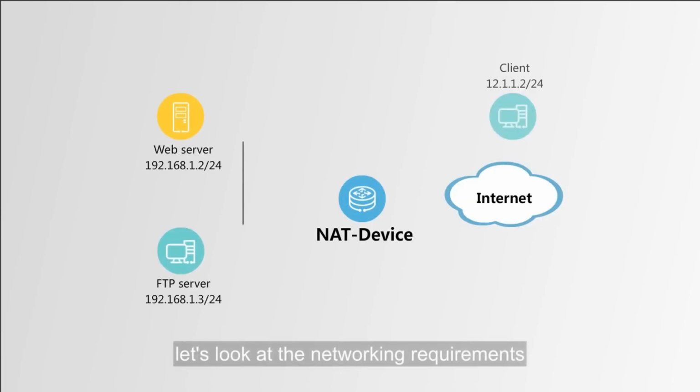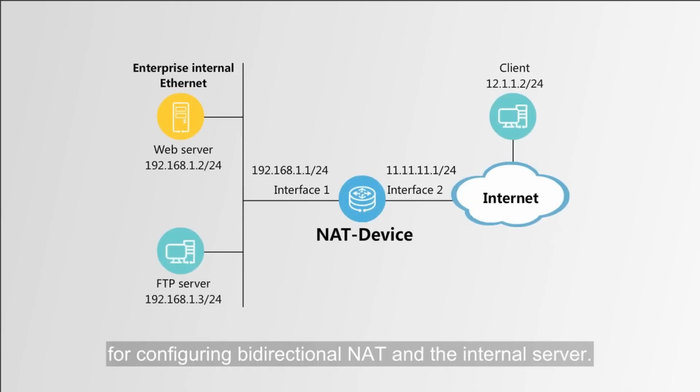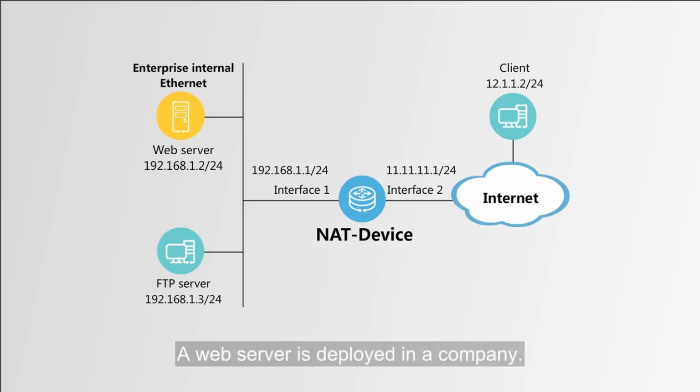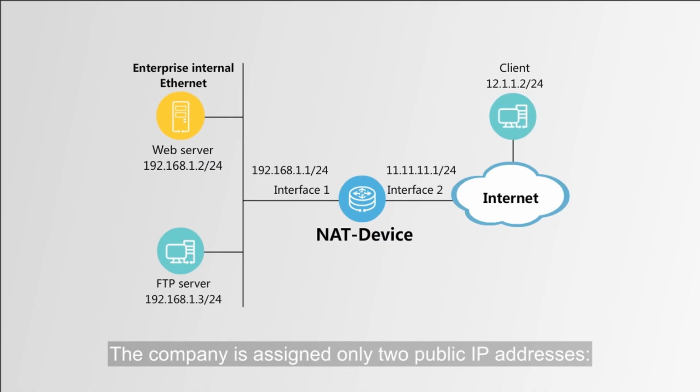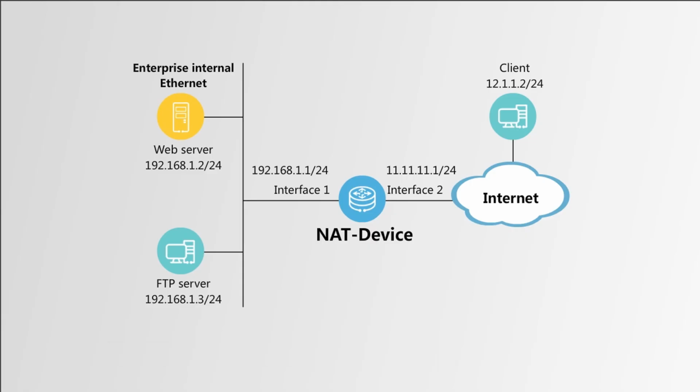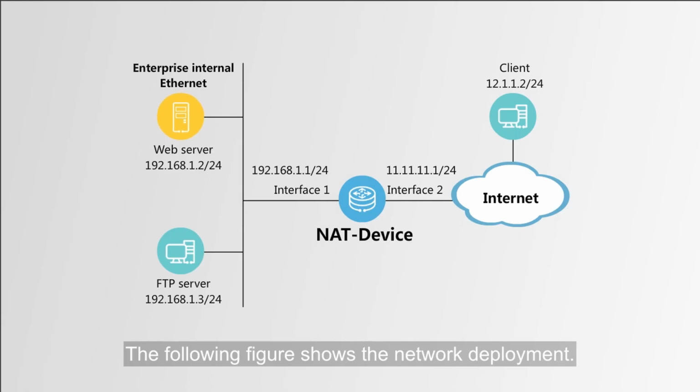Next, let's look at the networking requirements for configuring bidirectional NAT and the internal server. A web server is deployed in a company. A NAT device is configured to allow both the intranet and internet hosts to access the web server. The company is assigned only two public IP addresses, 11.11.11.6 and 11.11.11.1, with 24-bit masks. The following figure shows the network deployment.